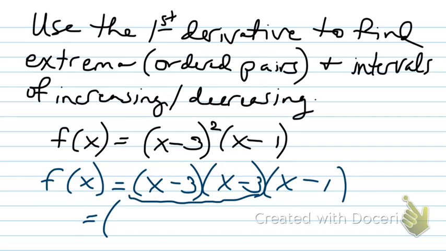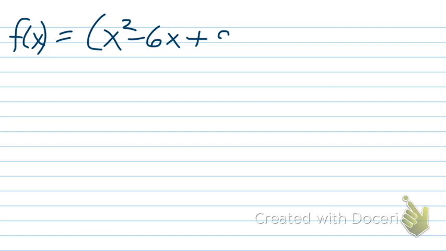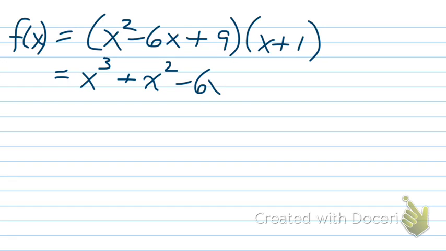When you use FOIL on the first pair, it's x squared minus 3x plus 9 and an x minus 1. We continue simplifying this. That is another version of this function, x squared minus 6x plus 9, and there is an x plus 1. Okay, well, we're still working on rewriting this function. We have more multiplying to do. That's x cubed plus x squared minus 6x squared minus 6x plus 9x plus 9.